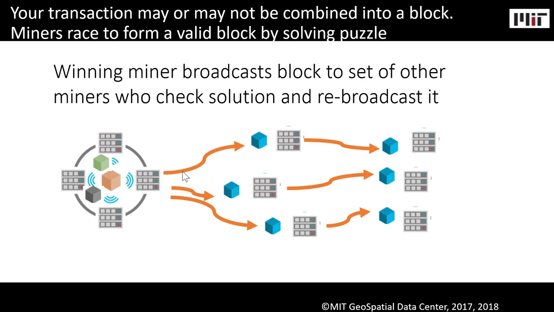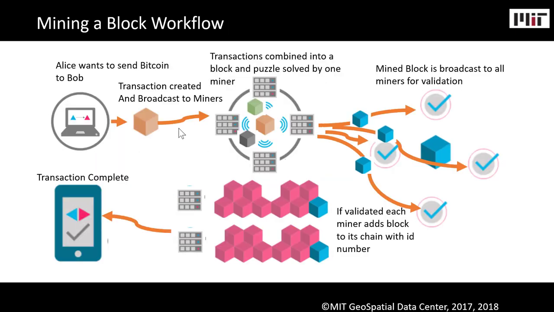So each miner has a subset of the network that it communicates with, maybe 100 or 200 machines, and then those machines rebroadcast. So the whole network is flooded with these messages bouncing back and forth about transactions and about which blocks to add. You'll often see this kind of diagram of the whole workflow, that Alice wants to send a Bitcoin to Bob, the transaction is mined, sent to the miners, the miners mine the blue one, it's checked by all the other miners, and if it's correct, it's added into their copy of the blockchain.